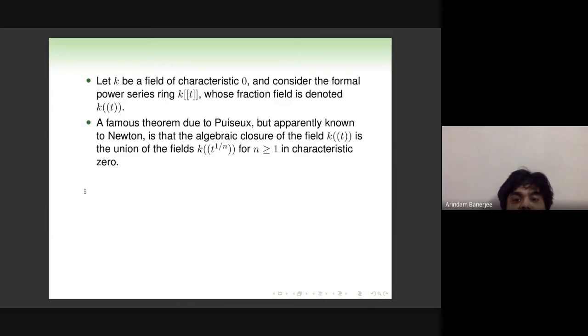A famous theorem due to Puiseux, hope I'm pronouncing the name correctly. Puiseux is the correct pronunciation, right? Okay.